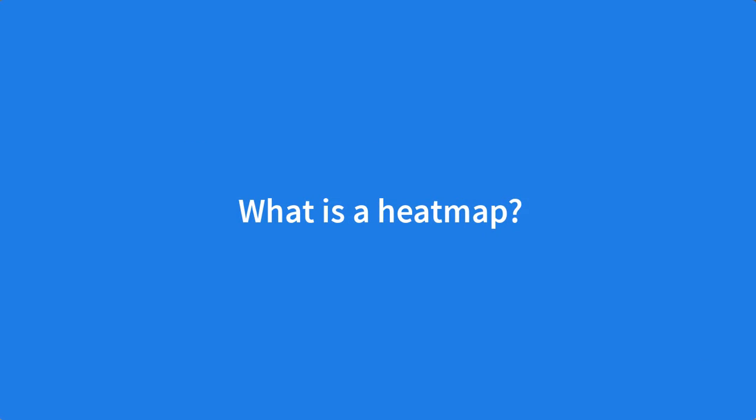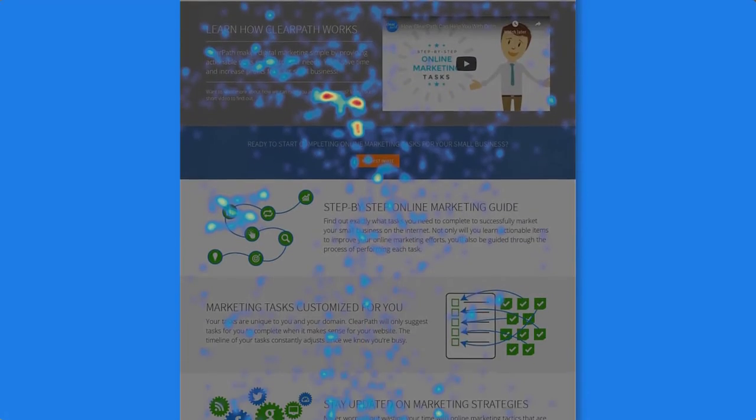What is a heat map? Before we can use heat maps to increase our conversion rate, we need to understand what a heat map is. A heat map is a visual representation of data. On a heat map, values get displayed as a color. Red displays the hottest, most popular, and highest values, whereas blue and purple show the coolest, least popular, and lowest values. There are different types of heat maps.